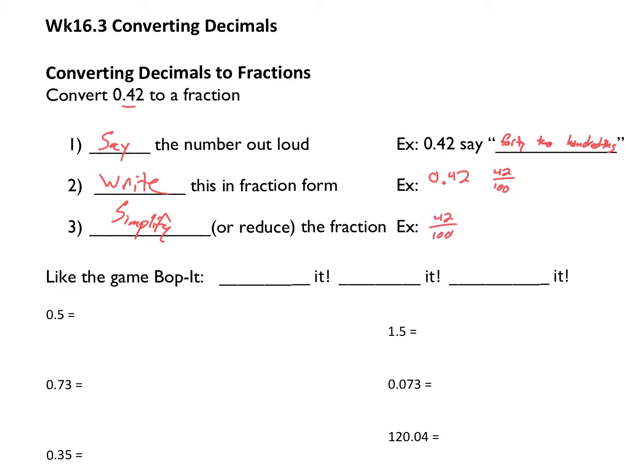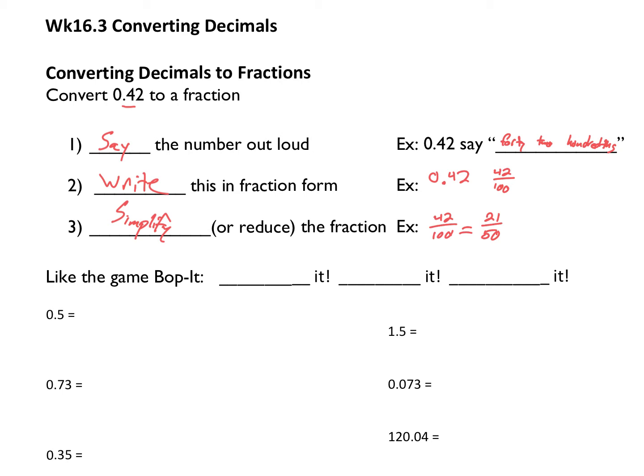So they're both even, so we can divide them both by 2. That gives you 21 fiftieths. We've got to see if there's a common factor in 21 and 50. Well, the factors of 21 are 1, 3, 7, and 21. Do any of those go into 50? Nope. So that's your answer.